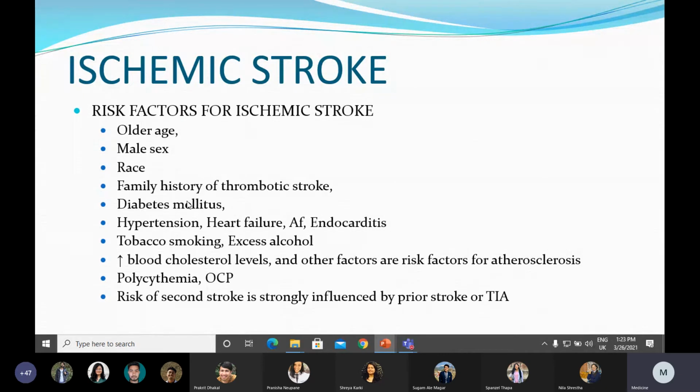There are few risk factors like older age, male sex, race. Blacks are more commonly involved with ischemic stroke. If there is family history of thrombotic stroke, diabetes, hypertension, heart failure, atrial fibrillation, endocarditis, smoking, excessive alcohol, increased cholesterol levels, polycythemia, in females particularly oral contraceptive pills, these are the risk factors for ischemic stroke.